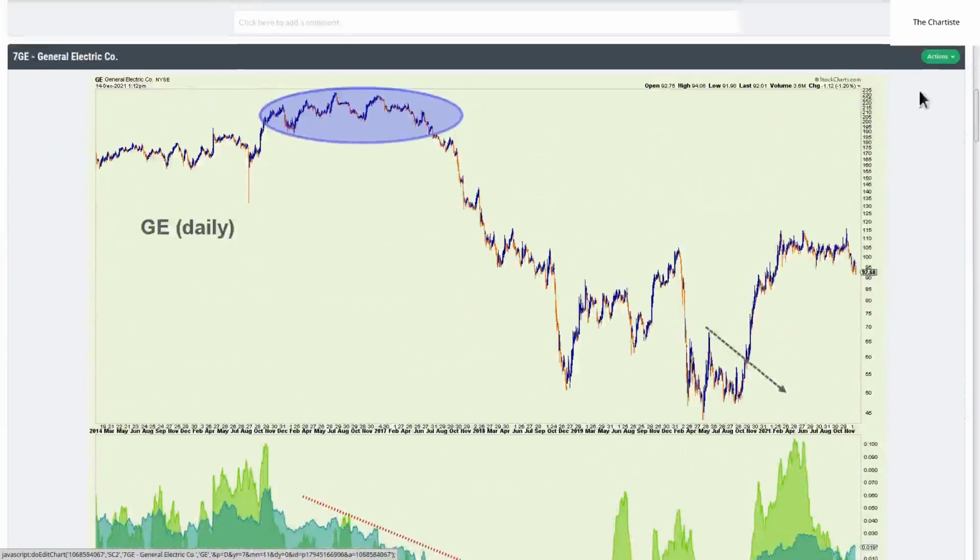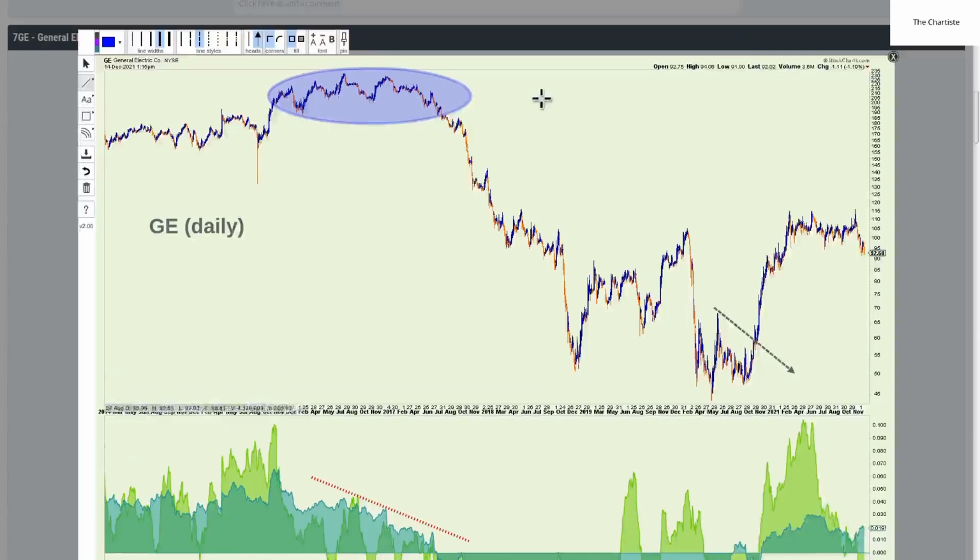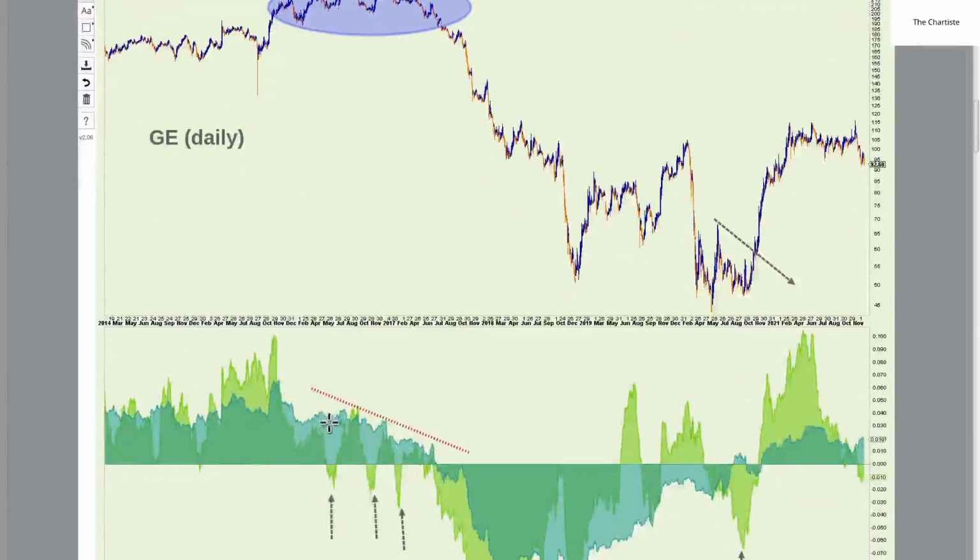This is the example of distribution. I will make another video about distribution, because the behavior of checking money flow and price and the relation between them can display various behavior. You have the price basically trading in a range, flat, but you can see that slow money flow is falling. That's when the distribution is going on.